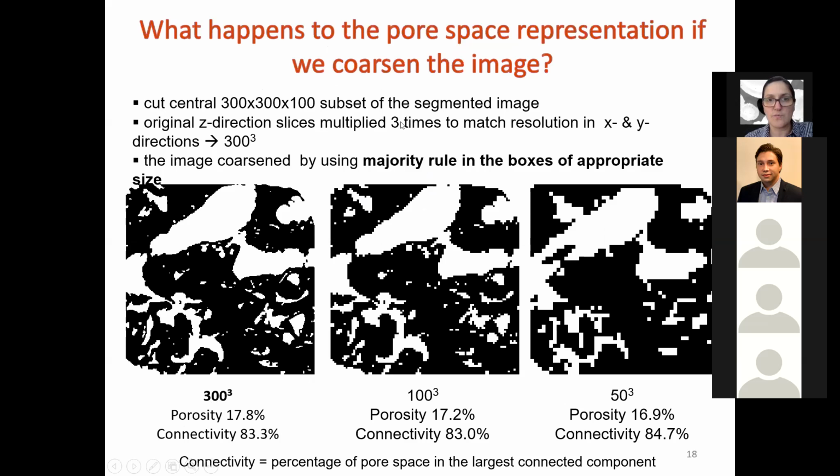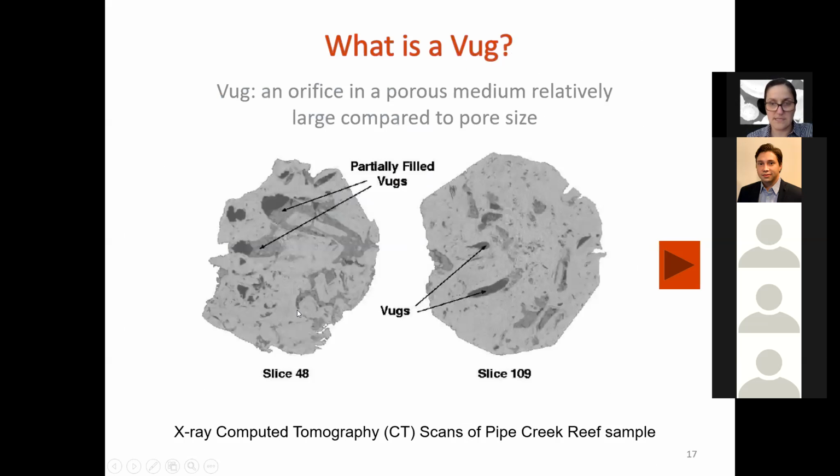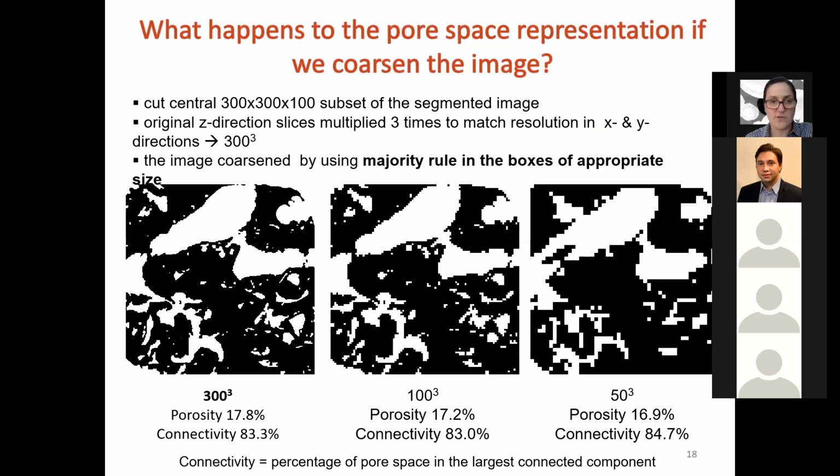This was a 300 cube subset. And I don't say what the resolution was, but let's just take this sample as such. And this is a 3D, so you can see some of these openings. And I coarsened this image by using majority rule. So then I had 100 cubes, I took each 3x3x3 block and coarsened it, and then coarsened it further. So you can actually see, if you do that on a segmented image, basically how it goes. If I look at the porosity, that coarsening rule did not really change porosity. If you just look at it as a percentage, it went from 17.8 to 16.9, so changed by 1%.